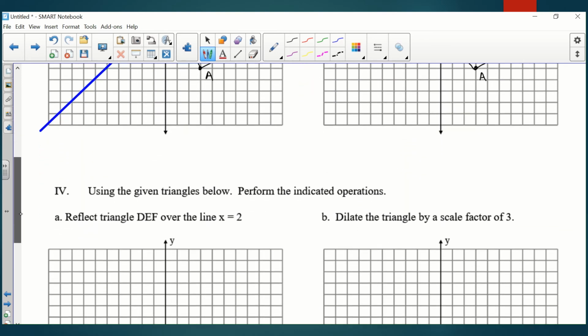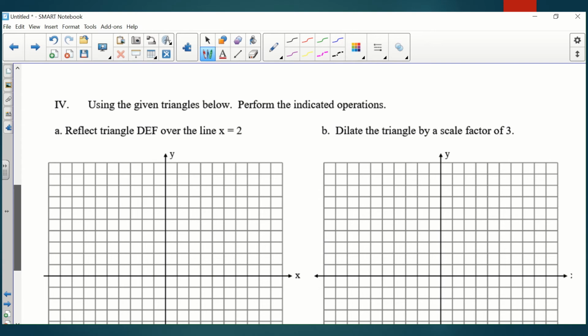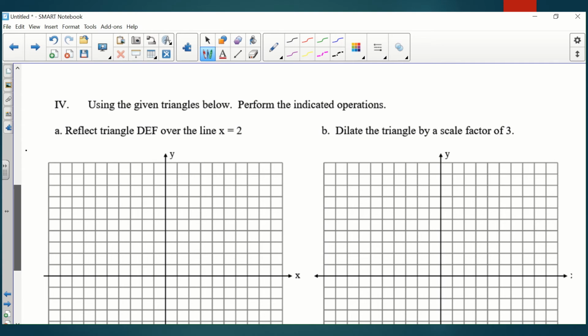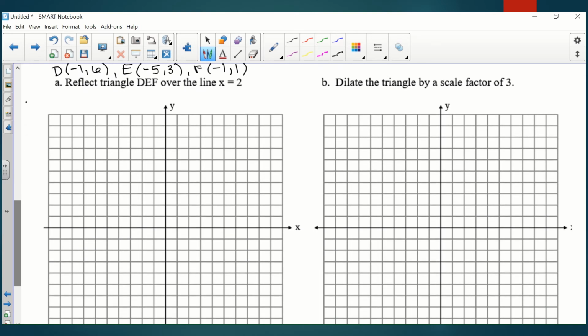All right, let's keep going. So this last one, folks, with my notes here, we're going to be using some different points. So for question 4, part A, we're going to plot point D, which is at negative 1, 6. E, which is at negative 5, 3. And F, which is at negative 1, 1. Okay, so that's going to be our original triangle or our pre-image. So let's go ahead and graph that.